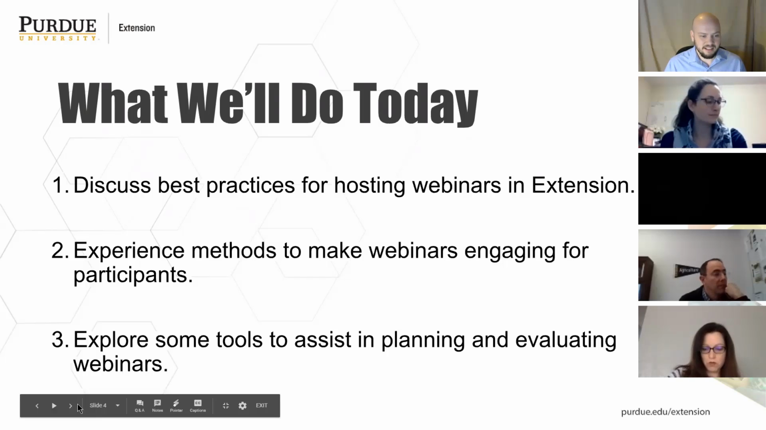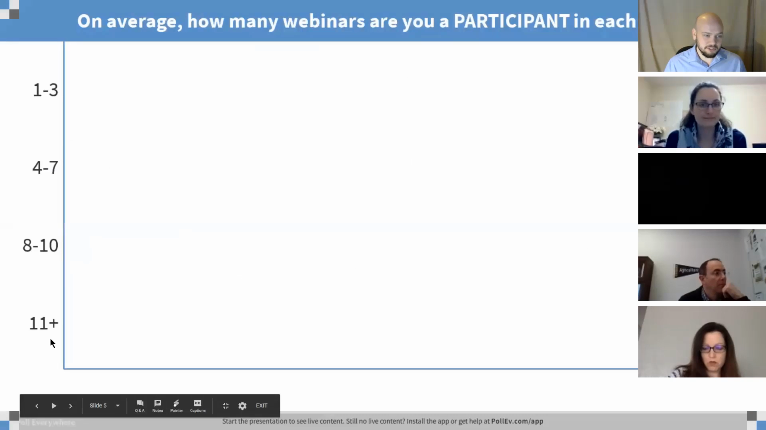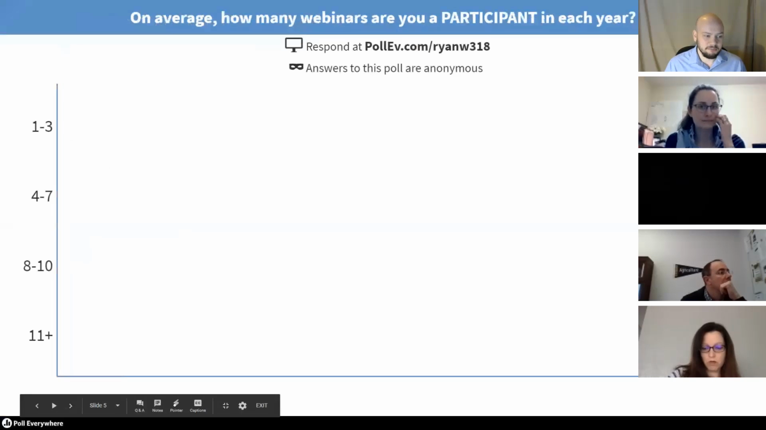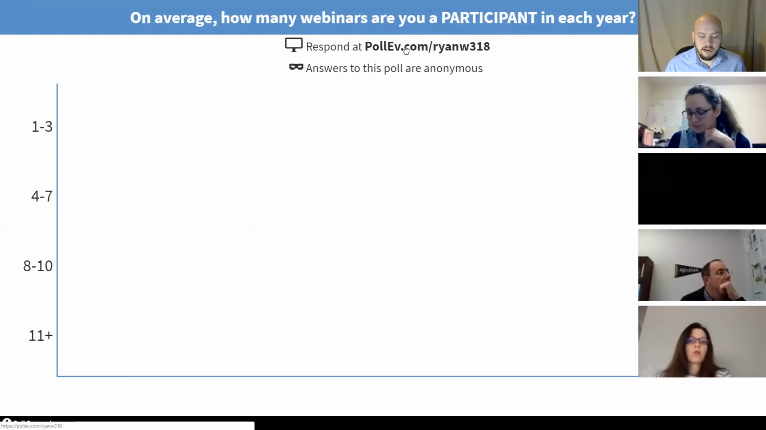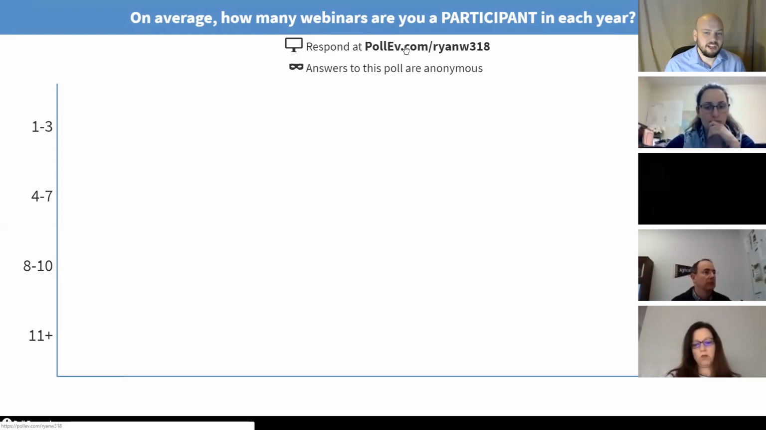So we're going to start off by doing some polls here. So you see here on the screen, there's a little website here at the top, pollev.com/RyanW318. You can visit that on your smartphone, on your tablet, open up another tab on your browser on your computer, whatever it is you want to do. Go ahead and visit that site there, and I'm going to get some information about all of you and use that to fuel our discussion.